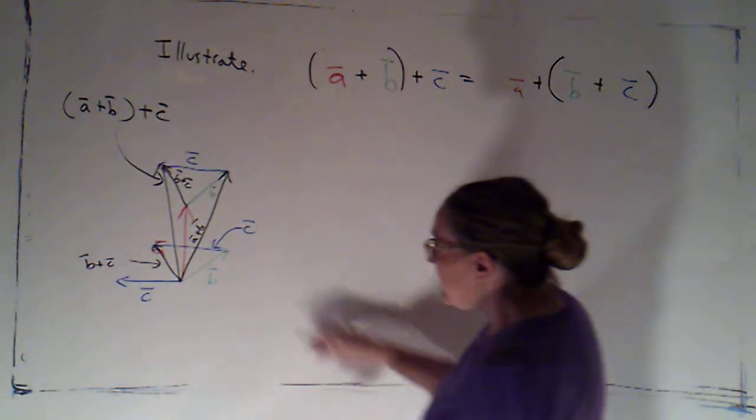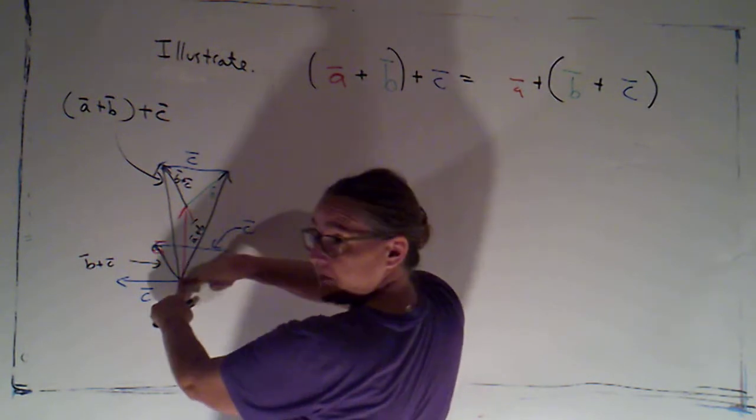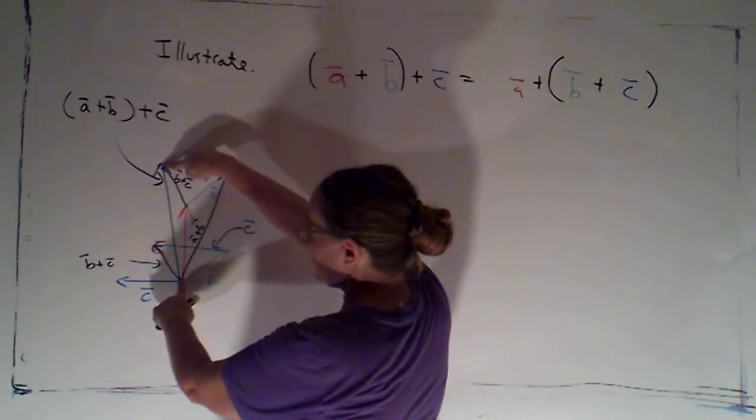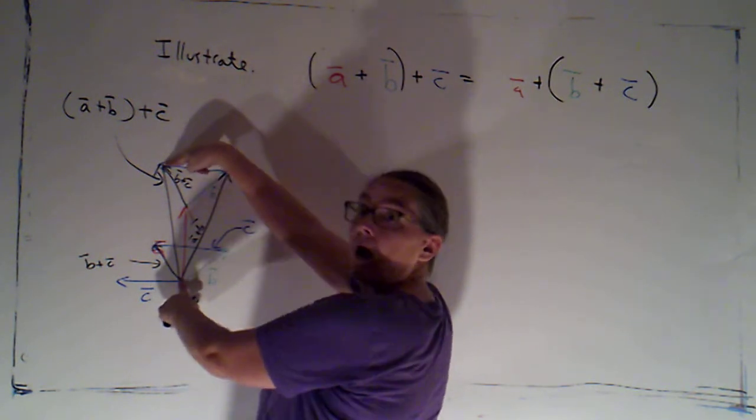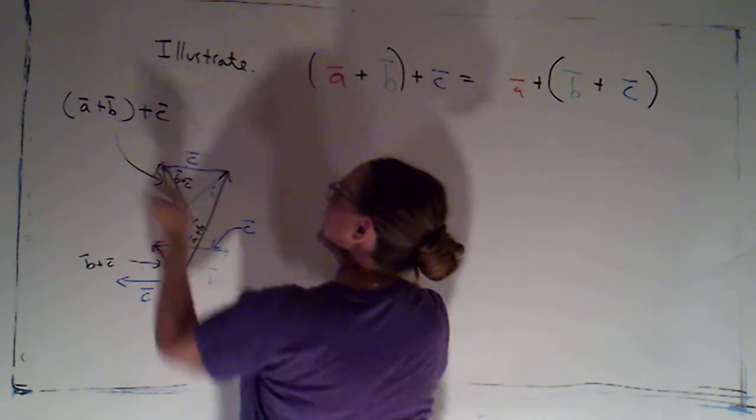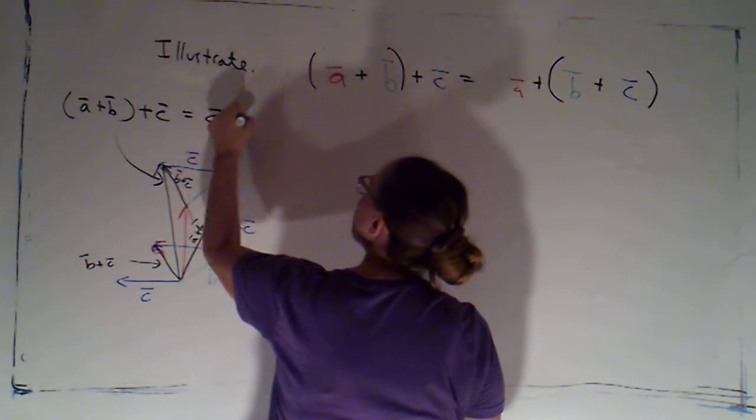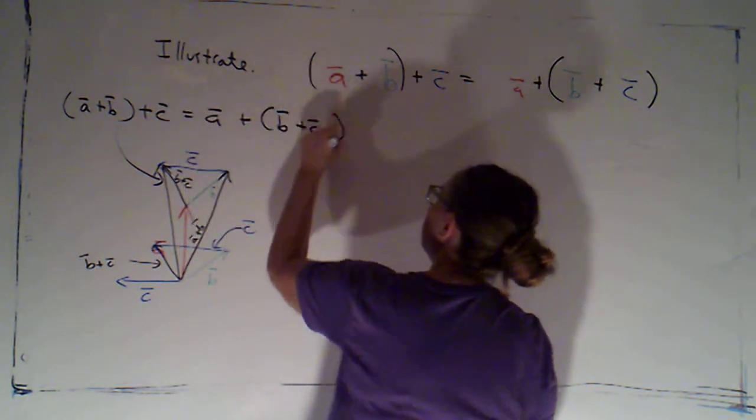And now the vector that I'm going to get points from the tail of A to the tip of the translated B plus C so that it points to here. Oh, that's the same vector that I just drew that I called A plus B plus C.